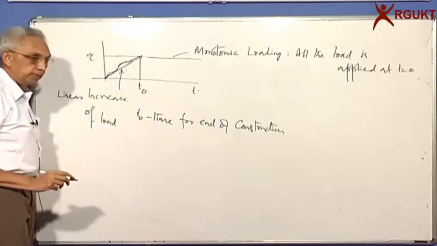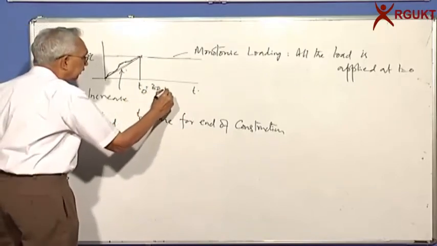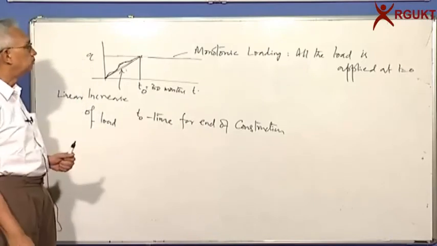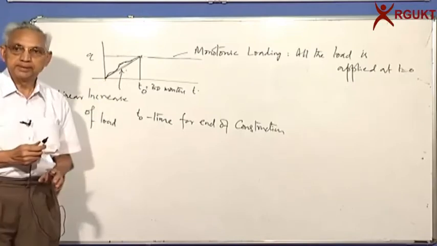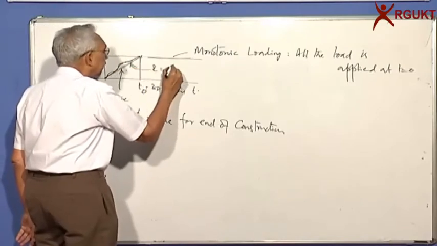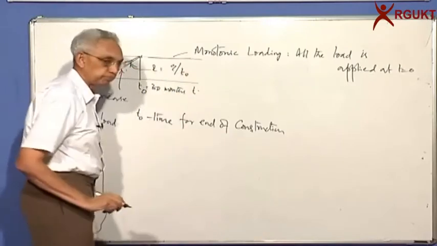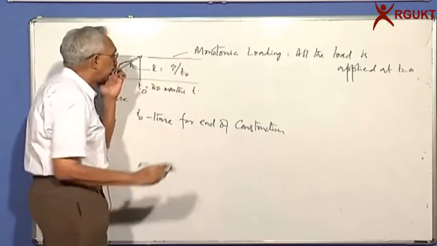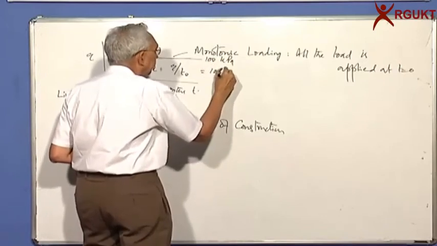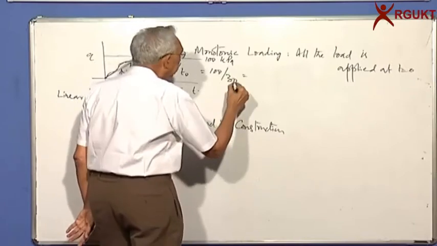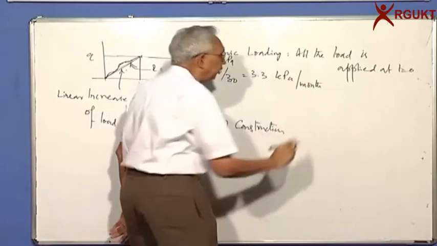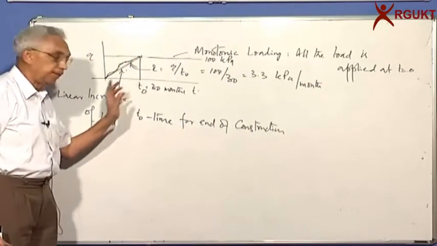Say this is equal to some 30 months. The project completion is 30 months. So the load is gradually applied over a period of 30 months, from 0 to 30 months. And we say this is the rate of loading, and if you call it R, it is Q by T naught. Whatever load you have applied, let us say this is equal to maybe 100 kPa. So 100 kPa by 30 months, so it becomes 3.33 kPa per month.